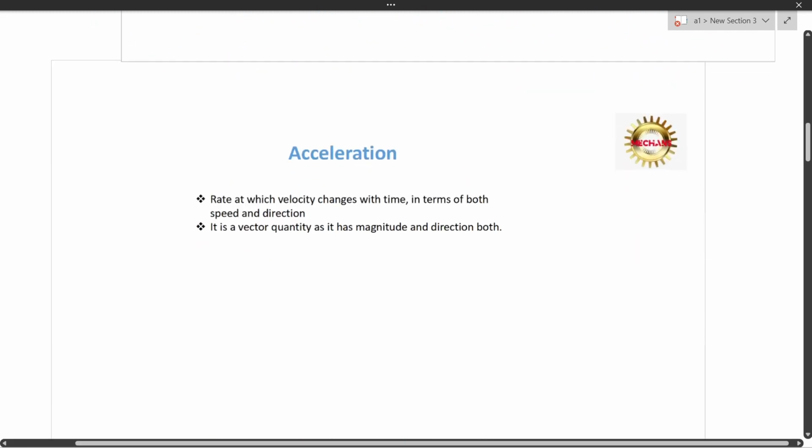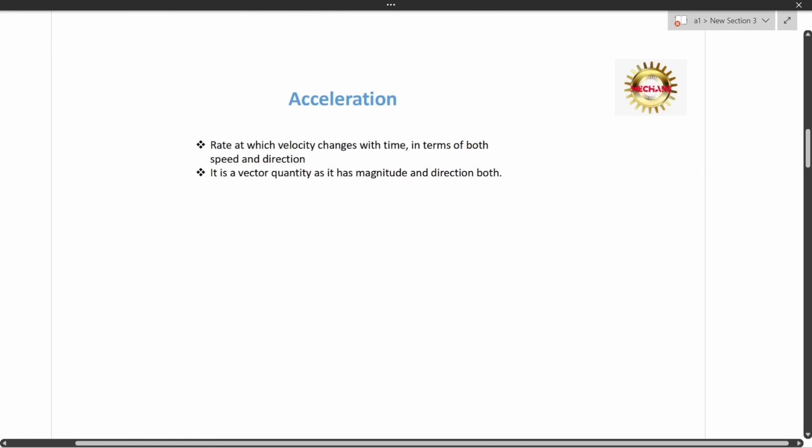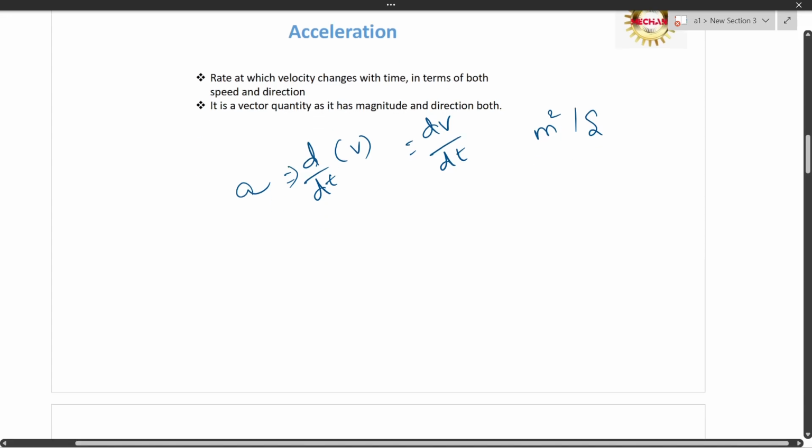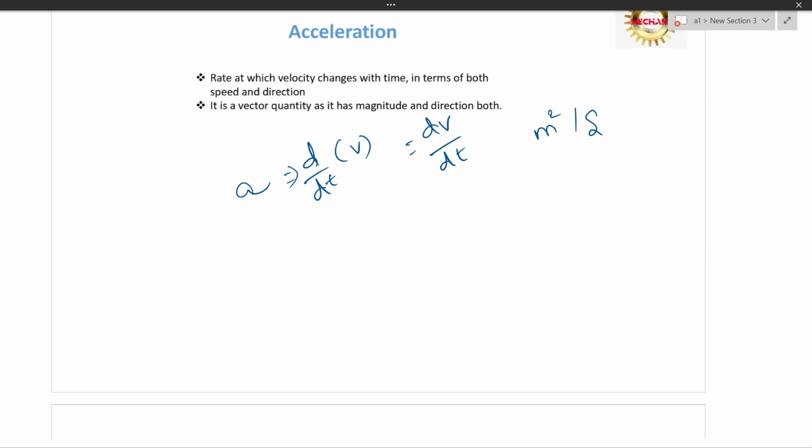Next we are going to see about acceleration. Acceleration is nothing but the rate of change of velocity, that is, how velocity changes with time. Rate of change of velocity, dv divided by dt. The unit of acceleration is meter per second squared. It's also a vector quantity. It has both magnitude and direction.